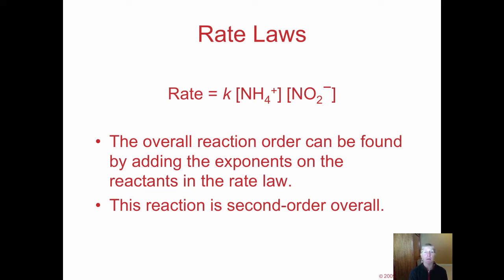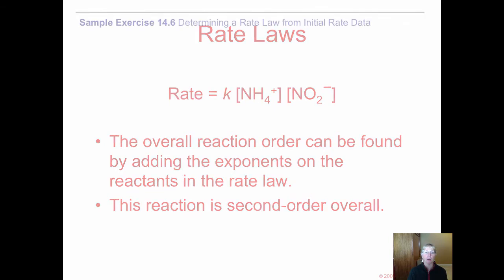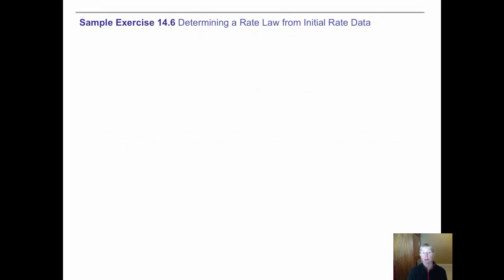So in a previous problem, we had determined the rate law for the conversion of ammonium and nitrite ion into nitrogen and water. Both of these reactants, ammonium and nitrite, were considered first order because if you doubled one concentration and held the other constant, you saw that the rate doubled. So if they're both first order, then the reaction overall is second order as you sum up the orders.